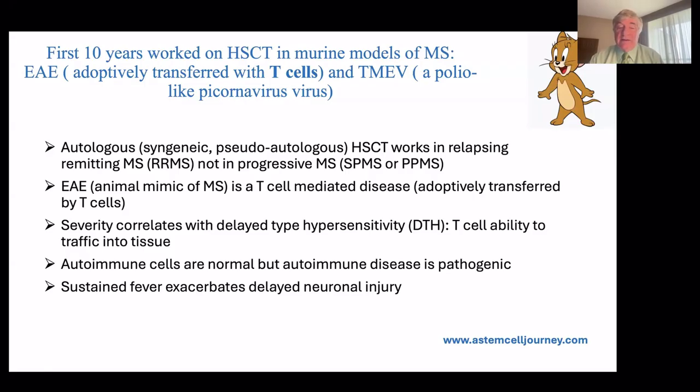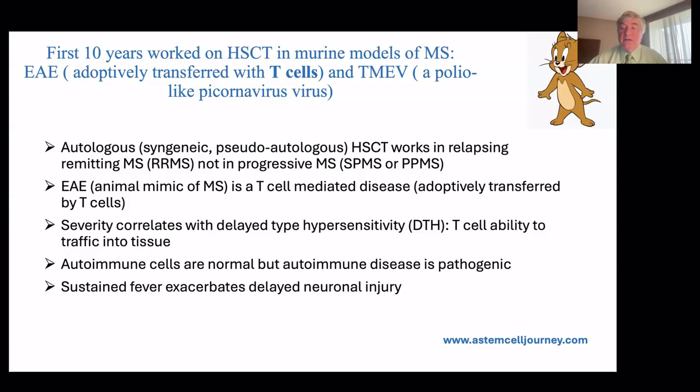So we also learned, or I learned in the animal model, that the severity of the disease in the mouse correlated with delayed type hypersensitivity, or DTH, which is the ability of the T cell to traffic into tissue. It didn't correlate with the proliferative response of the T cell to the myelin epitope, which you think it would, but it does not. It's the ability to get into the tissue that correlated with how severe the disease was. And so what I learned from that is autoimmune cells are normal, but autoimmune disease is pathogenic.